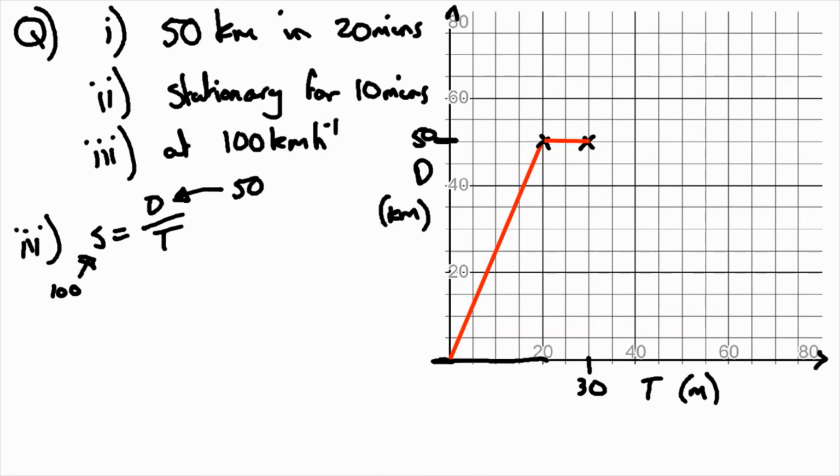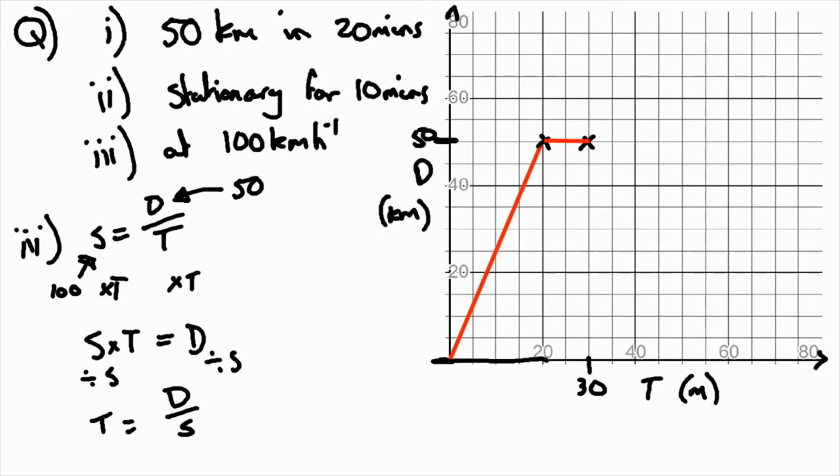So if we rearrange, we've got divide by t, so we're going to times both sides by t. S multiplied by t equals d. We're then going to divide both sides by s. And this is going to give us a formula where t is the subject, or a formula in which we can then work out the time.